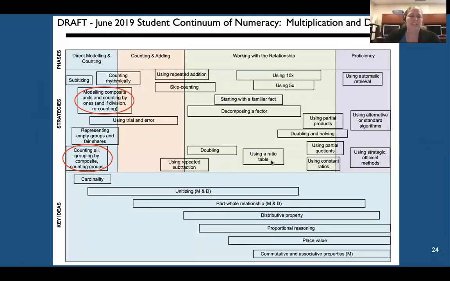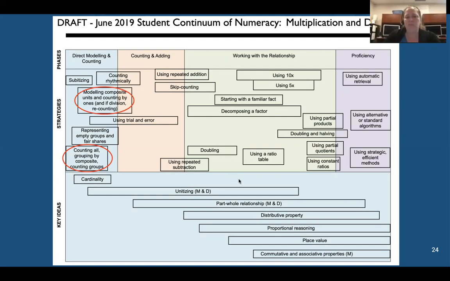So students, when they're solving a quotative problem, will generally use one of these two strategies: counting all, and then grouping by the composite, which is what I showed you earlier with the 15 divided by 3. Actually, I don't think that's what I did. I think I did the modeling composite units and then counting by ones, and if division, recounting, because I built up as we went there, just to speed things along. But often in the beginning, those are the two strategies you'll see for division.